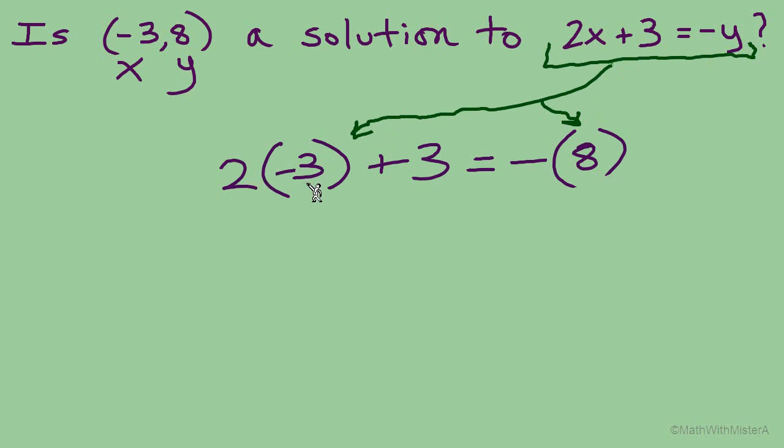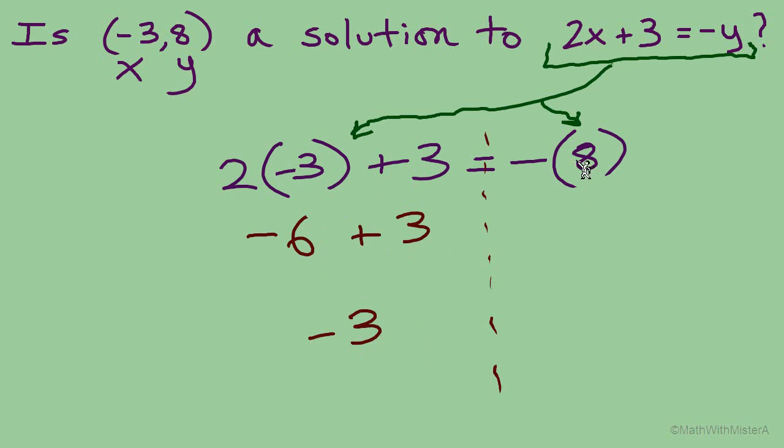2 times x, -3, plus 3 equals -y, and y is 8. So the exact same equation that we're given, we've substituted in our numbers, and now we want to see, is this equation true? For checking if a number is a solution, really the idea is, are the two sides of the equation equal? Are they the same? So we'll keep the two sides of the equation separate and simplify each side. On the left side, we're multiplying first. 2 times -3 equals -6. And next we are adding 3, and it equals -3.